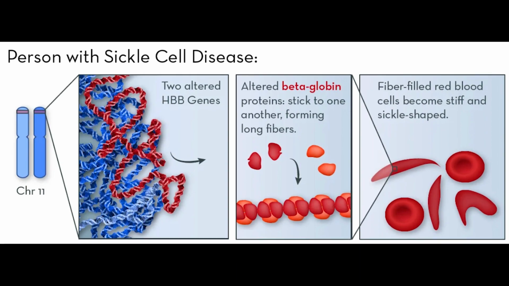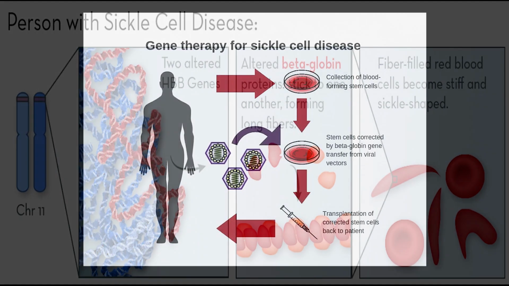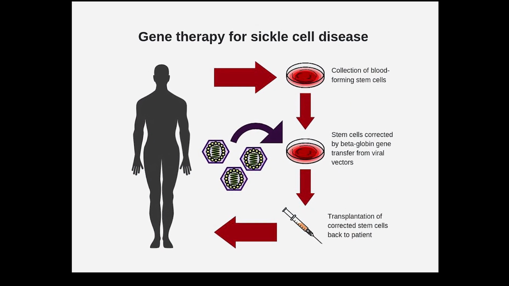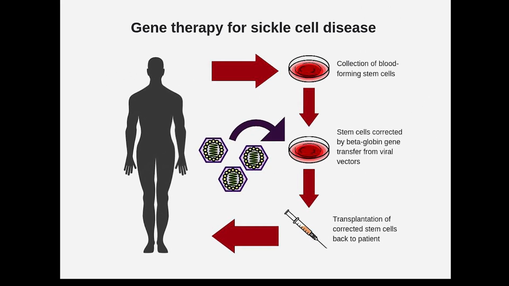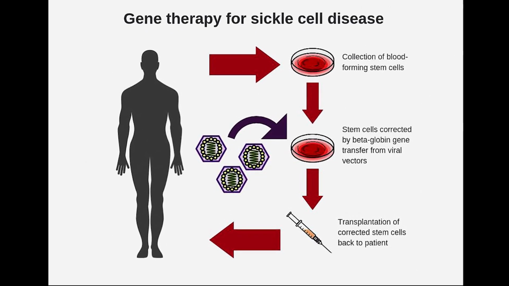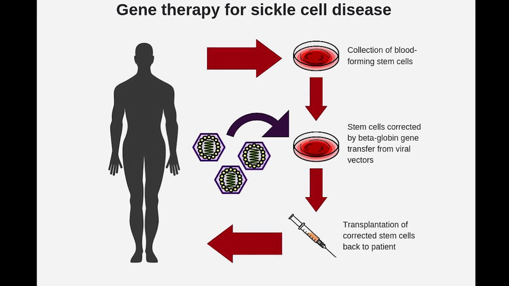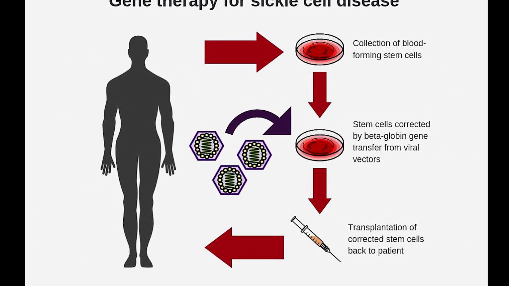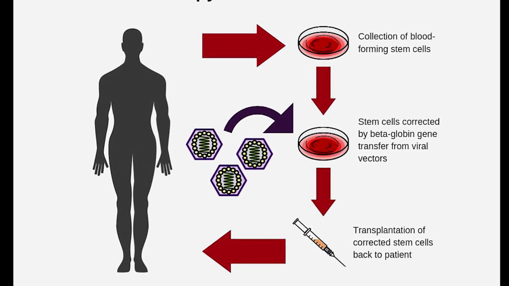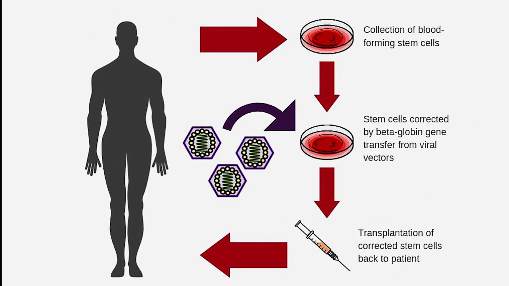In severe cases, people with sickle cell disease can be treated with a bone marrow transplant. Bone marrow contains stem cells that give rise to red blood cells. Bone marrow stem cells are taken from a healthy donor who is a genetic match. The stem cells are then placed into the patient, where they can then make a continuous supply of healthy red blood cells.